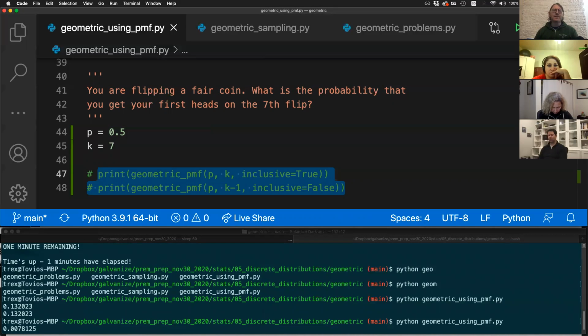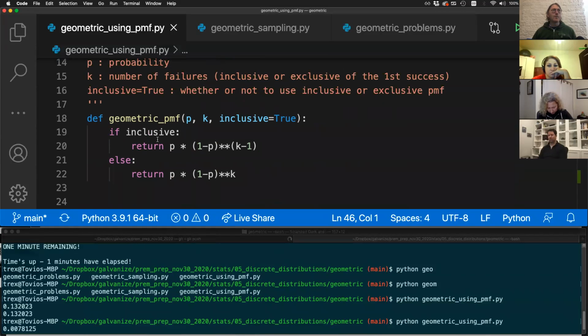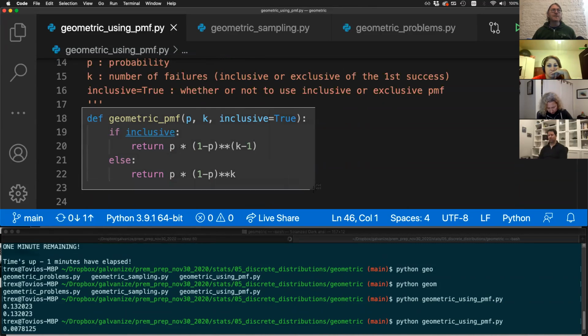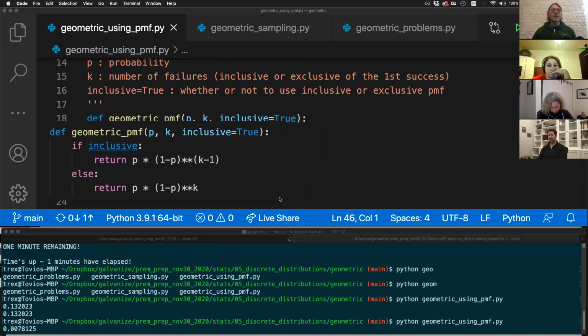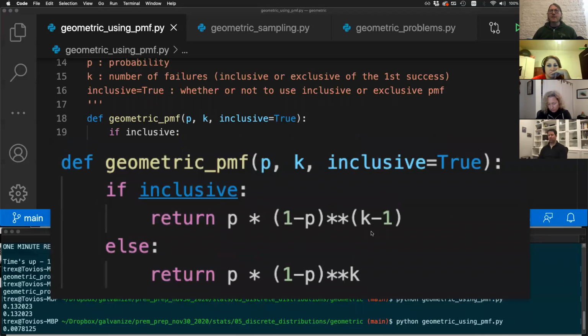Isn't k-1 written into the equation in the function for else? Now, it seems that way, but that's actually not the case. The k-1 is our conception, right? The k-1 here is a mathematical reality related to including the first success. Does that make sense?